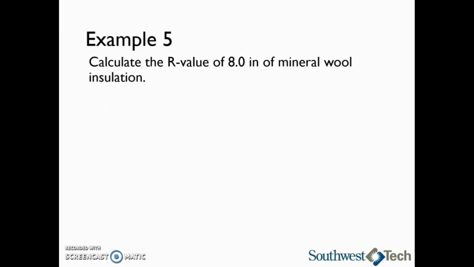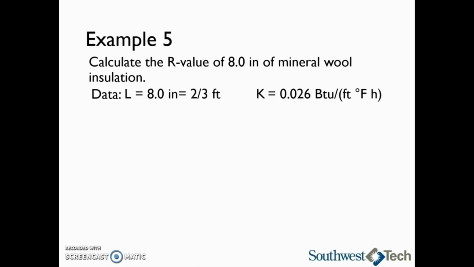Calculate the R value of 8.0 inches of mineral wool insulation. First, we will write down the data we know. The thickness is 8.0 inches, but thickness needs to be in feet, so this is 2/3 of a foot. K is the thermal conductivity of mineral wool insulation, and this is 0.026 BTU per foot degree Fahrenheit hour. We are trying to find R.